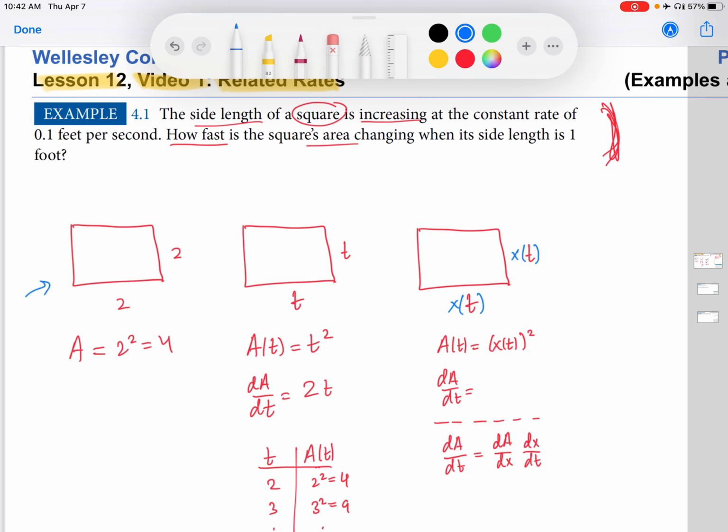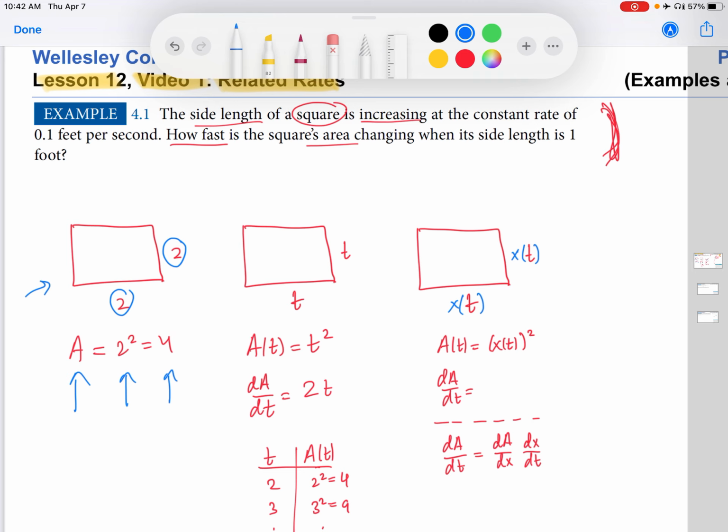Let's say, for example, you have a square with side length 2. Then the area is the square of 2, which gives us 4, so that's fine. What I want you to notice here is that this square has side length 2, so the side length is not increasing, it's constant. What if I change that assumption?